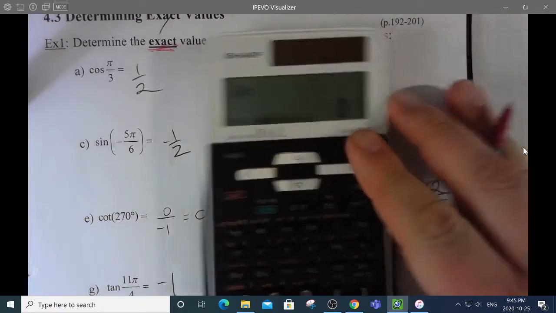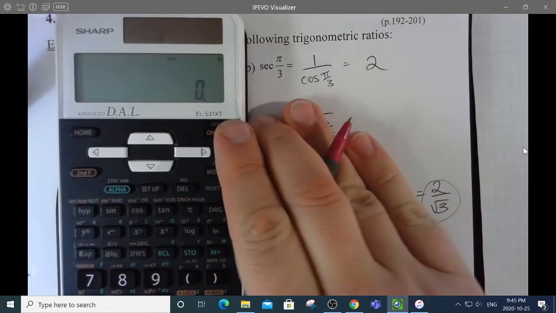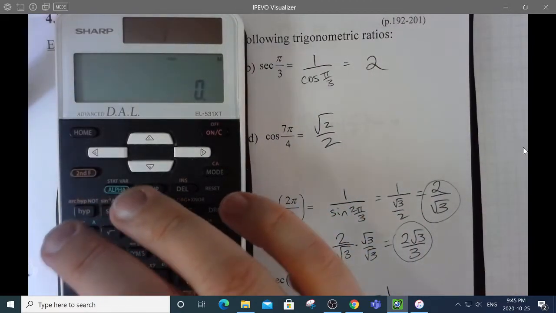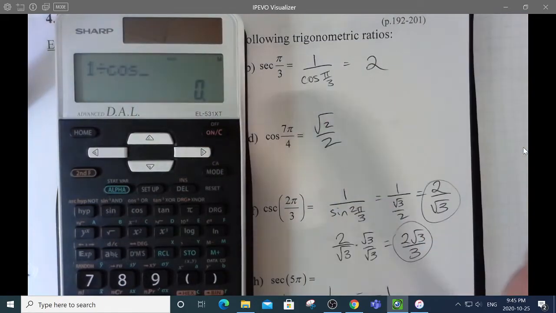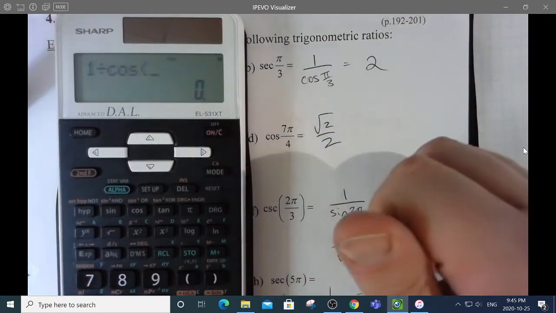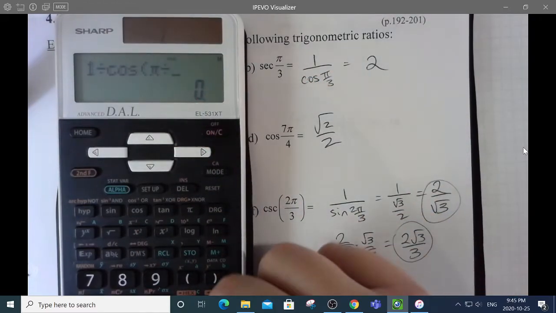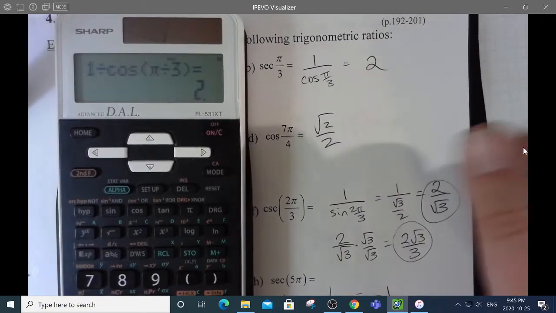So let's use my calculator to get the secant of pi by 3. Now there is no secant button on your calculator. So you have to actually go 1 divided by, and then the cosine. Now on this calculator, I have to open a bracket to go pi divided by 3. So pi is its own button, pi divided by 3, close brackets, and equals. And notice I get the answer I'm expecting.